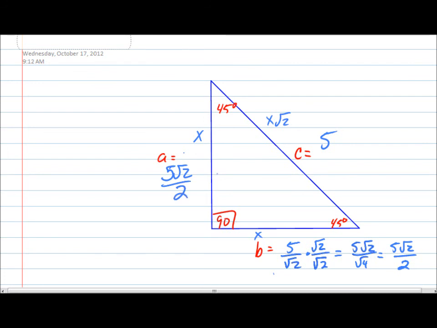And that was special right triangles, 45, 45, 90. Stay tuned for 30, 60, 90, which has a completely different relationship.